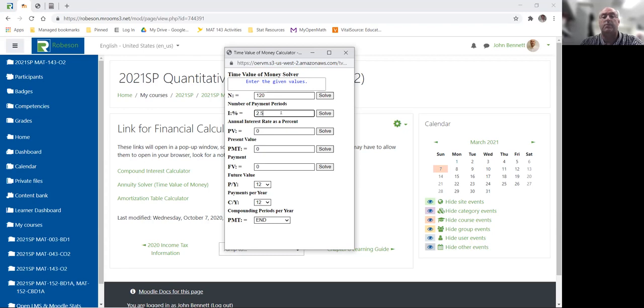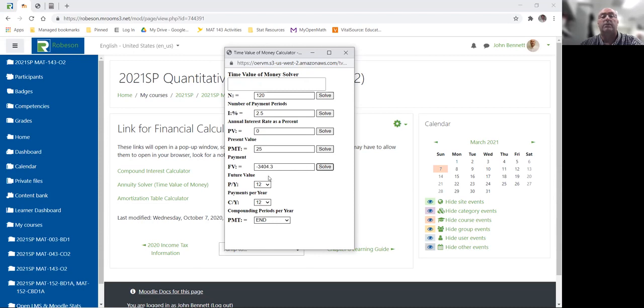Our interest rate is 2.5%, and it's compounded monthly, so we'll leave the compoundings per year at 12. The present value is 0 because we don't already have money in the account. We're just starting this. Our payments are going to be $25 a month, and we're making 12 payments per year, so we're going to leave that as 12 as well. And the future value is what we want to calculate.